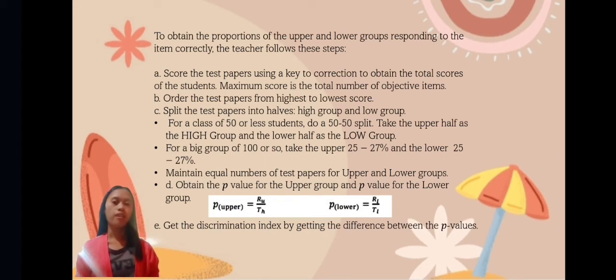Then, obtain the p-value for the upper group and p-value for the lower group. So the p of the upper group is equal to RU over TU, and p of the lower group is RL over TL. Then get the discrimination index by getting the difference between the p values.